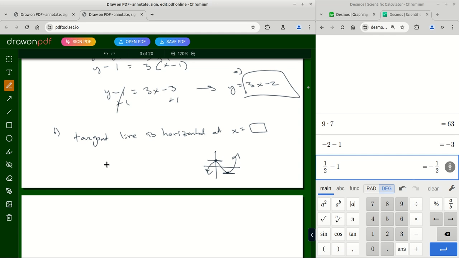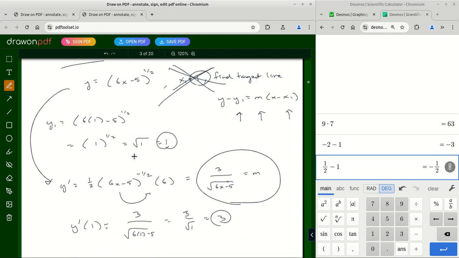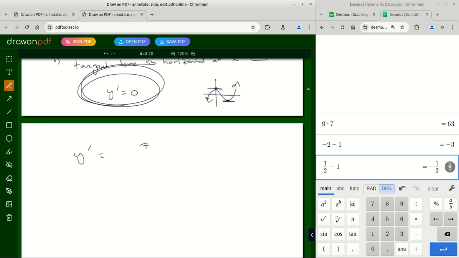The formula for this is very simple. It's y prime is equal to 0. That's what you're really wanting to do. So forget about everything we just did. I'm just going to find my derivative. So my derivative was right here. Let me rewrite that. That was 3 over the square root of 6x minus 5. And I'm saying my derivative should equal 0, solve for x. That's the goal here.